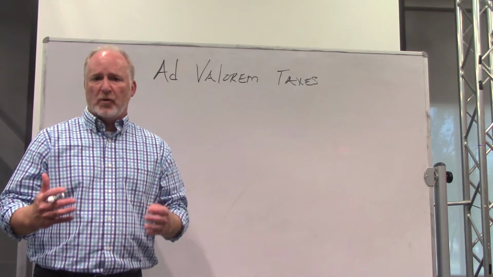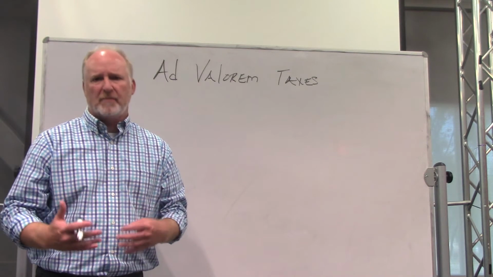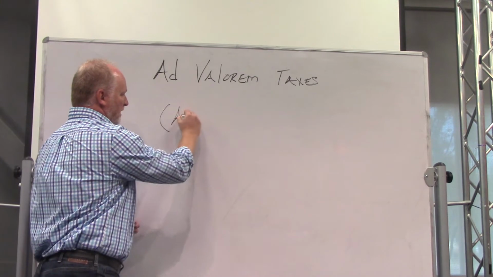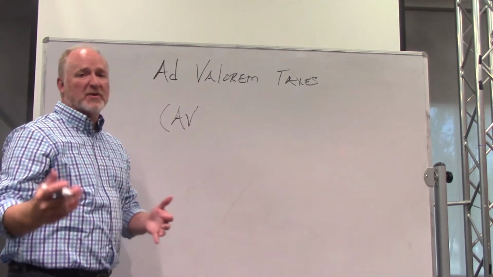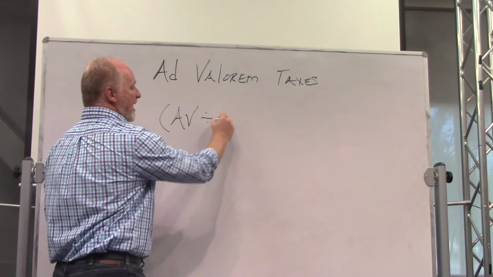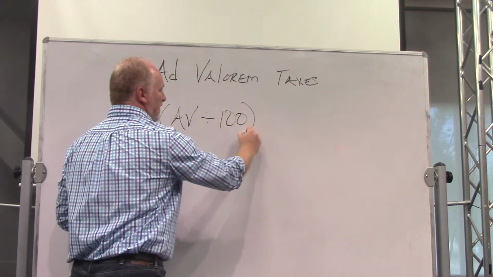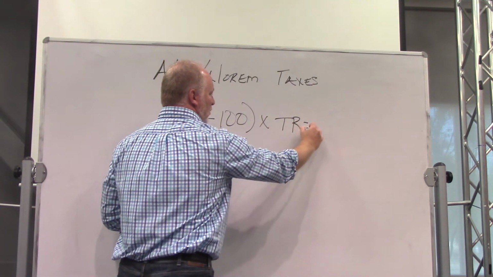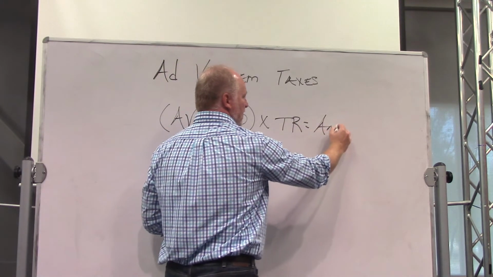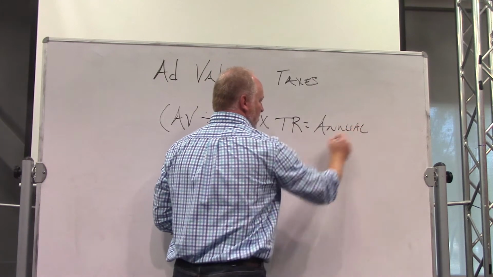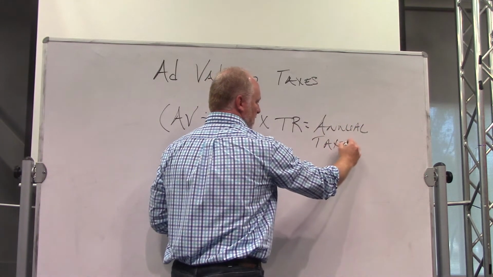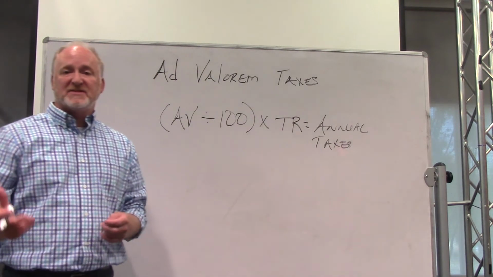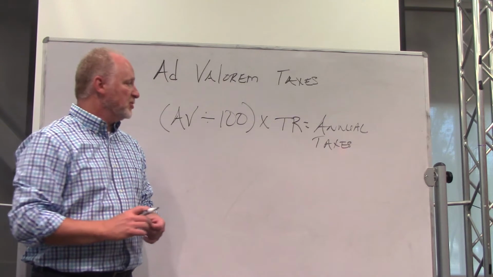And the formula for your real property taxes, for your ad valorem property taxes, is simply this. AV, which stands for assessed value, divided by 100, times your tax rate, will tell you your annual taxes. Okay? That is your working formula. If you memorize this, then it's just a matter of plugging things into place.